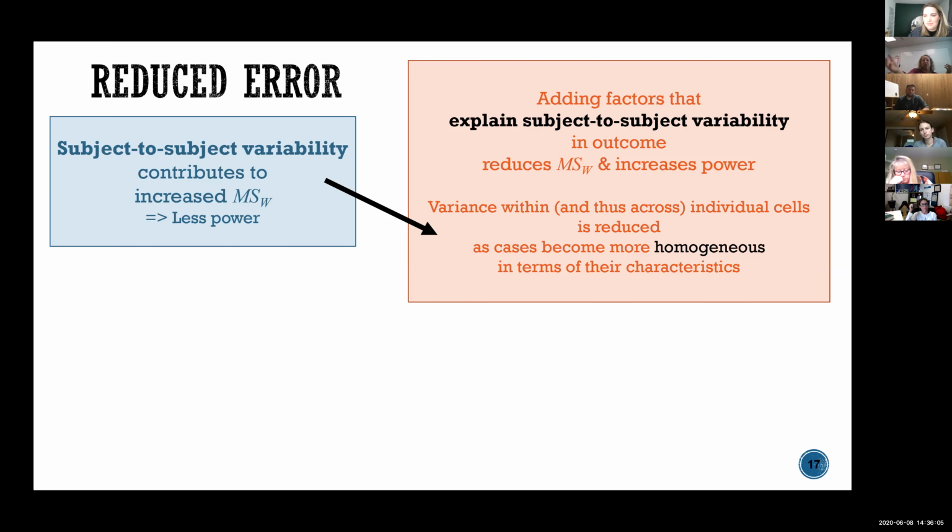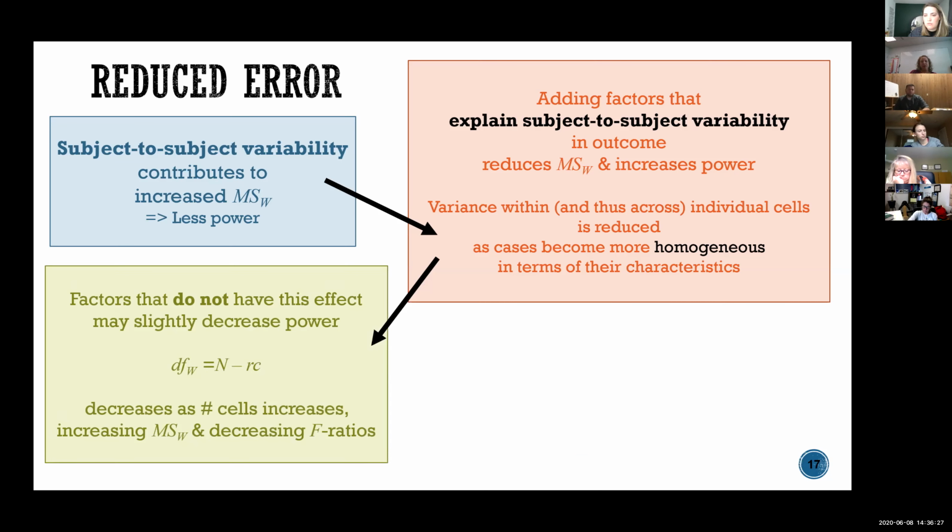Anyway, gender can have an effect. So gender can account for some of the person-to-person variability. So if I include gender in my model, then that person-to-person variability that's attributable to gender can be pulled out of the mean squared error. The mean squared error shrinks and our power goes up.